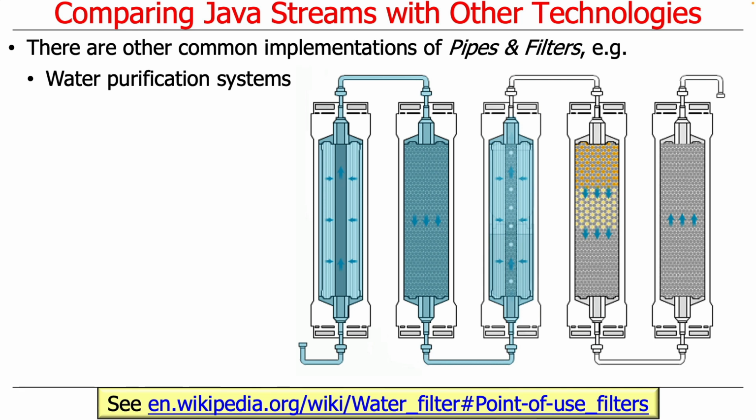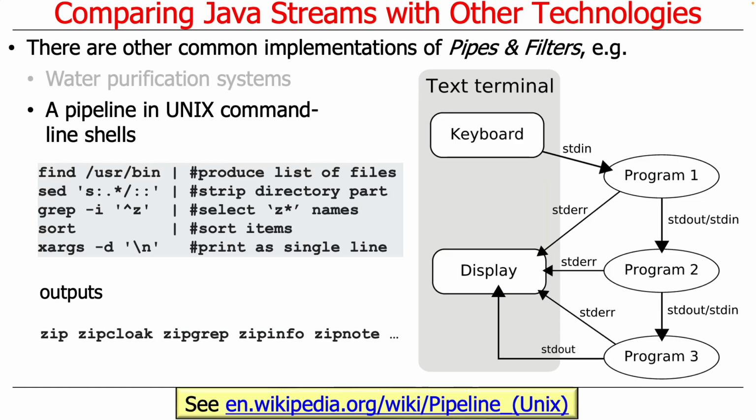But a water purification system is a nice analogy for this. Another nice analogy, which again is not perfect, but will at least get your head around the right frame of reference, would be a pipeline in a UNIX command shell. And this is something that you may or may not have played with.